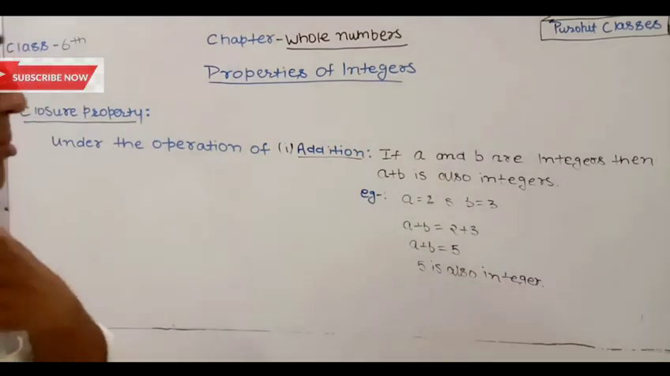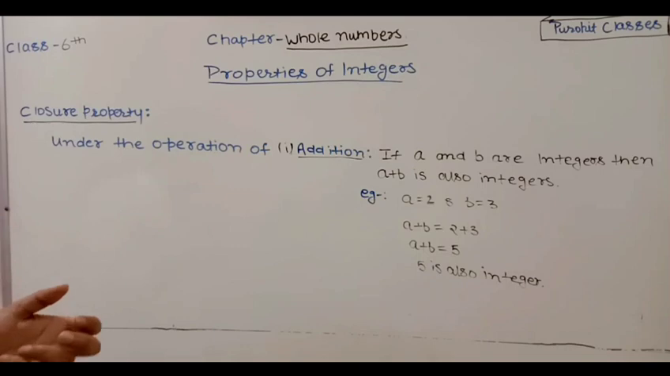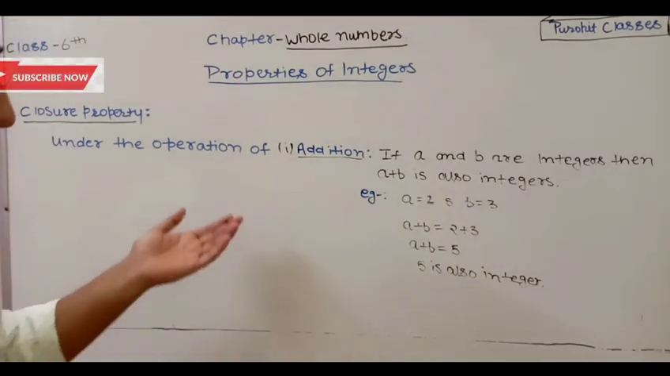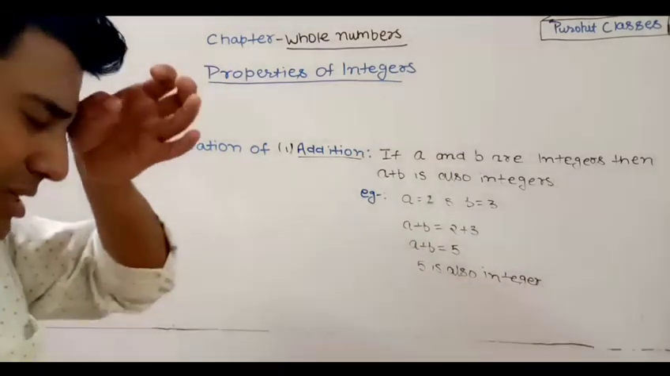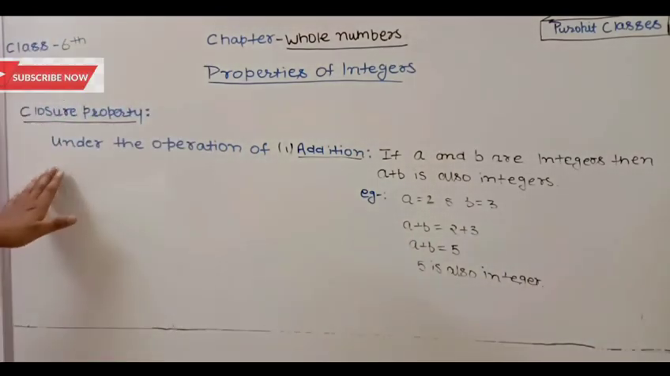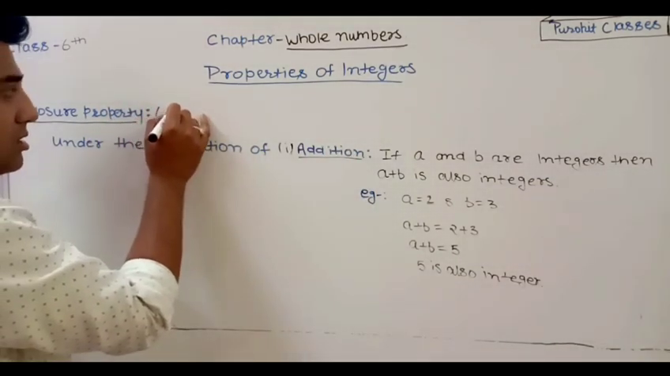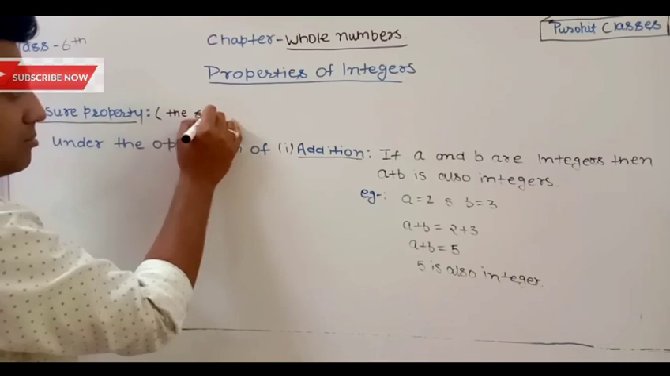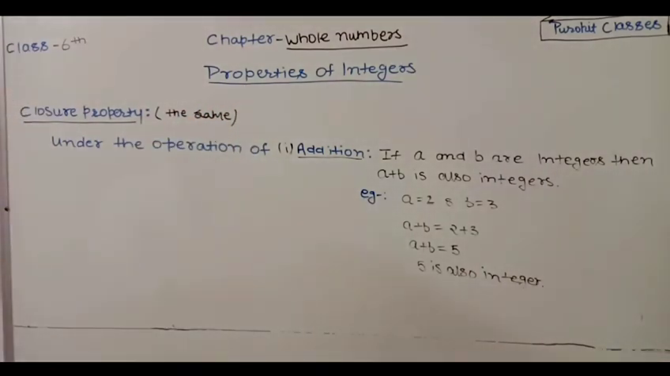But first, the basic property is the closure property. If you ask me, sir, what is the statement, I must say that the statement depends on the operation under which you are studying this. Like we can see here, I have written closure property. In short, I can write here the same. Now what do I mean by writing the same? Let us try to understand with the help of this.